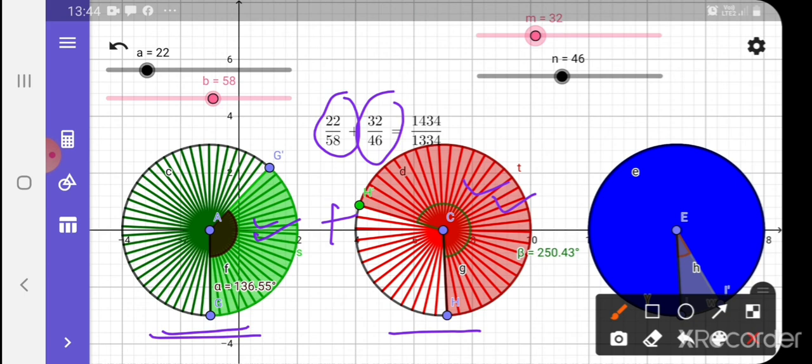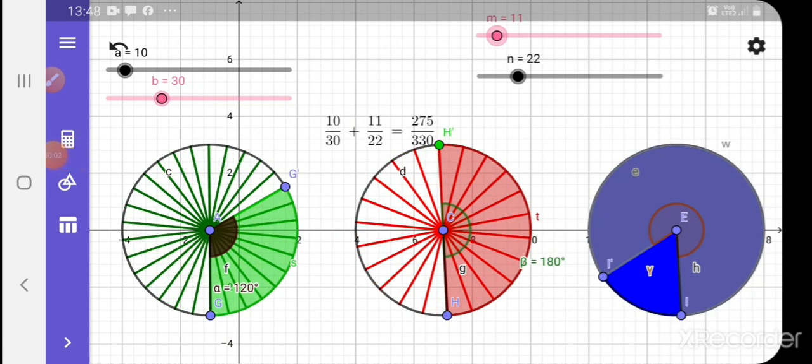Now, then what will be the answer? So you see the answer, the LCM is 1334. So this circle is divided into 1334 parts.